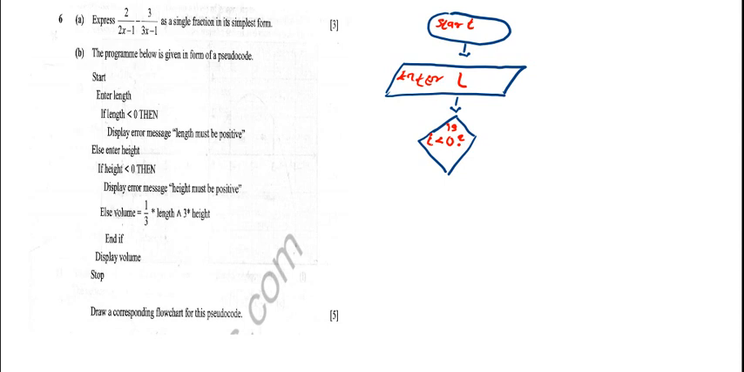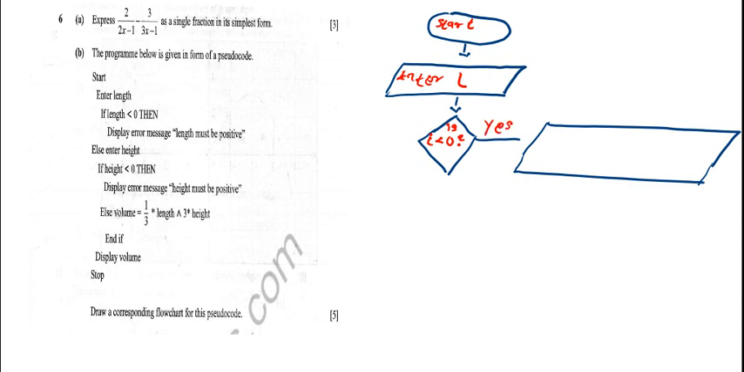Then we know when it is yes, then we display an error message. So we write a then here. We are displaying an error message, so then we change into yes. And then we display. So write display error message, and length must be positive.